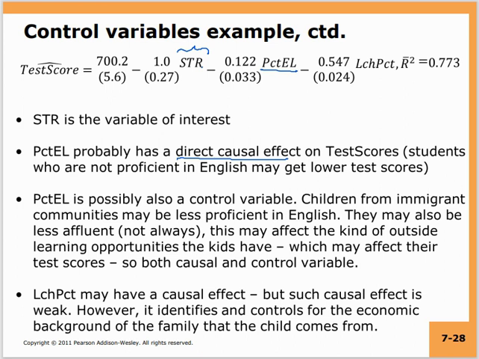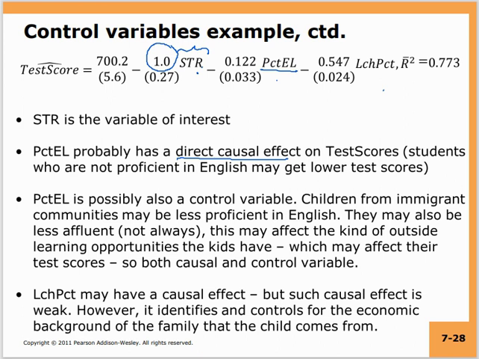So the beta 1 coefficient can be interpreted as the effect of STR while holding constant all of the other independent variables. So this is the conditional effect of STR given that all the other variables have been taken care of. So percentage English learners is also a control variable.